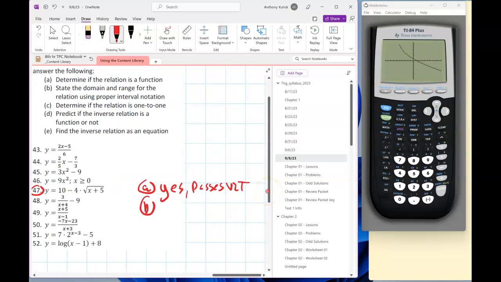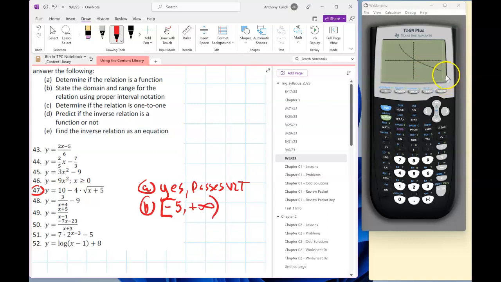So the domain, if I look at the point furthest to the left, appears to be that right there, which looks like -5, 10 to me. So that's going to be my x. And since that's actually a point, I'm going to use a bracket. If I look at the point furthest to the right, well, it goes to the right forever. So that'll be positive infinity.